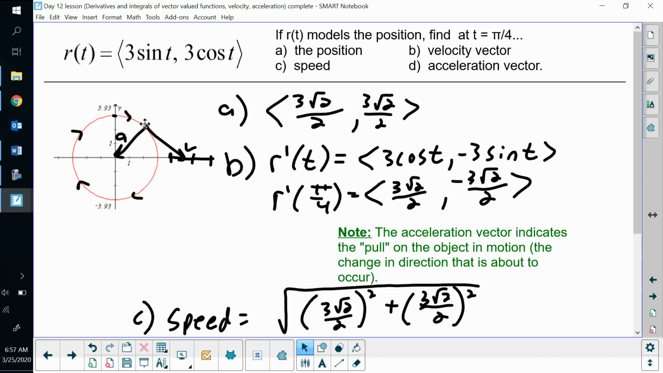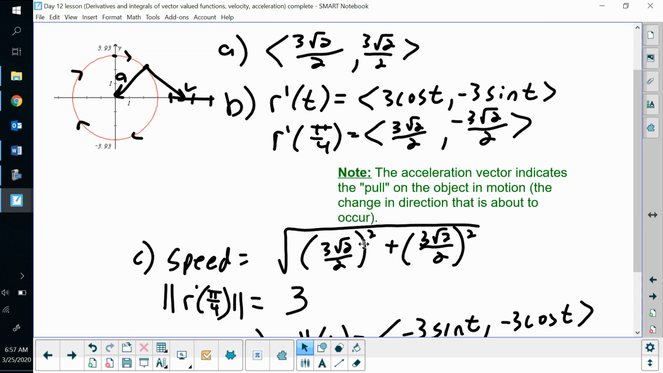So in our picture here, here's our initial position. And then we've got to go right 3 square root of 2 over 2 and down 3 square root of 2 over 2. So that's telling us the direction. The length of that would be the speed, and that's what we're going to find in part C. So if we do the square root of our first part squared plus our second part squared, those are like our legs. If you thought of it like a right triangle, doing that out will give us our speed. So our speed at that instant is 3.